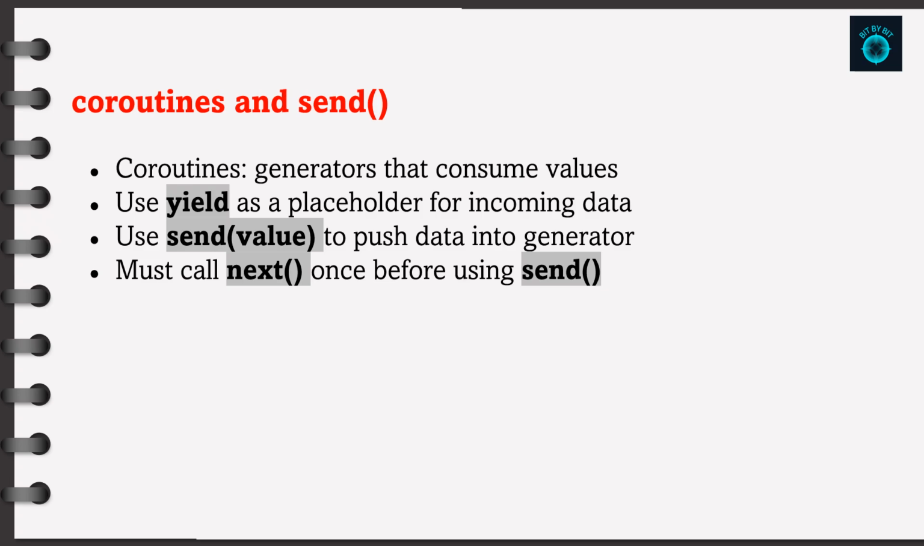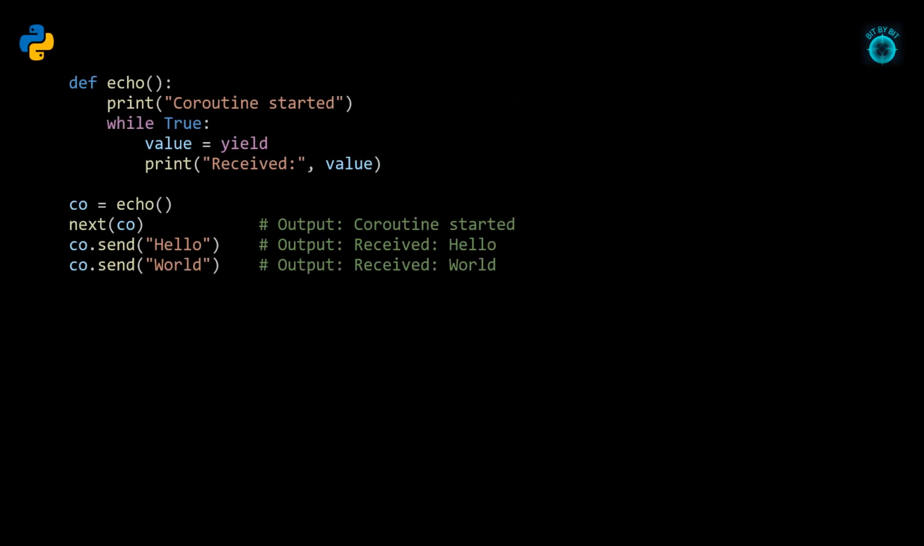Let's walk through a simple coroutine example. We define a coroutine function called echo. Inside it, we print "coroutine started" and enter an infinite loop. In each iteration, the coroutine pauses at yield and waits for a value. We create a coroutine object by calling echo, but it won't run until we call next.